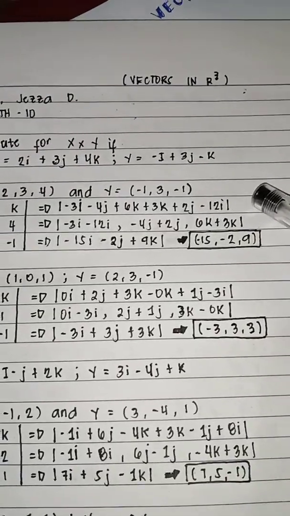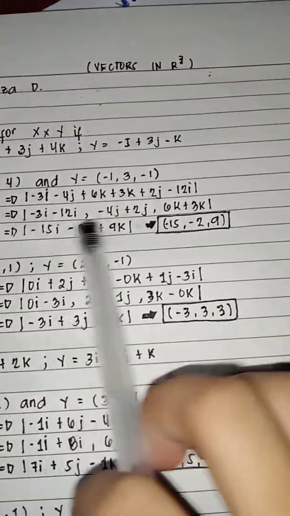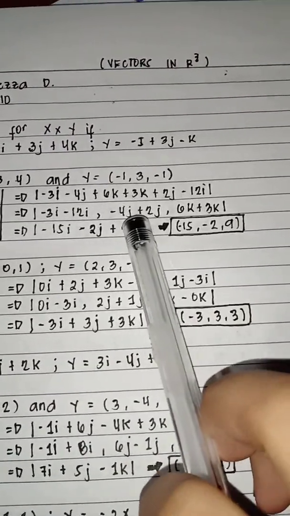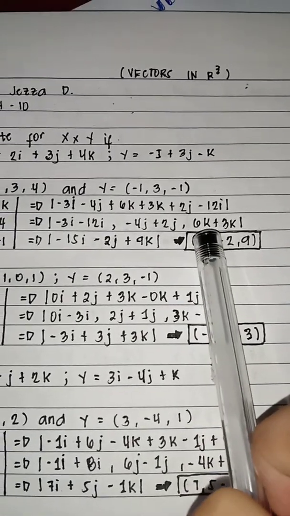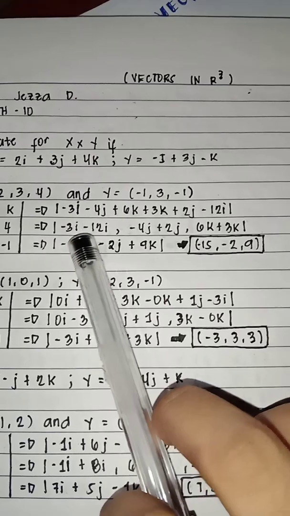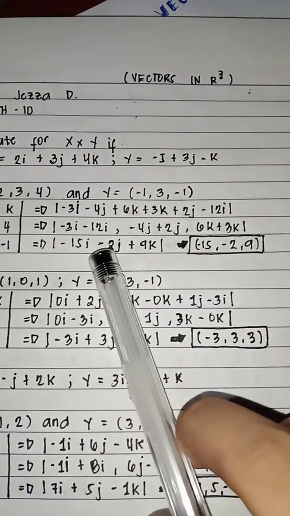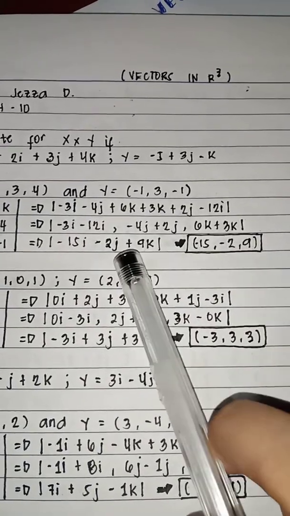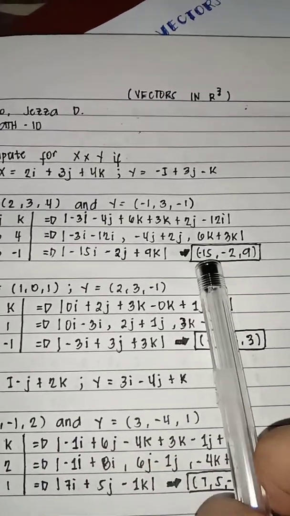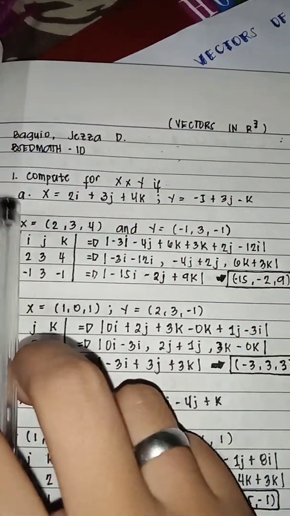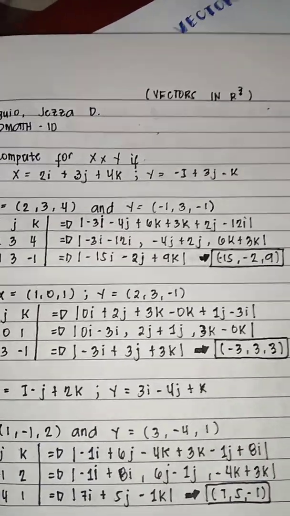So next thing to do is to combine like terms. So negative 3i minus 12i, negative 4j plus 2j, 6k plus 3k. So negative 3i minus 12i is equals to negative 15i. Negative 4j plus 2j is equals to negative 2j. 6k plus 3k is equals to positive 9k. So the final answer of letter A is negative 15, negative 2, and 9.